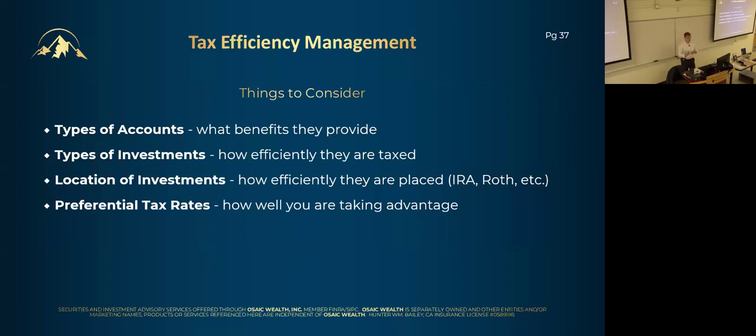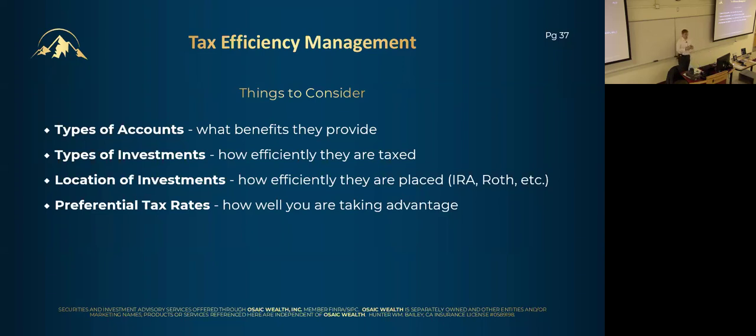So there are certain investments that are going to be more efficient in different places. So if we want to make sure we take the best advantage of our investments, if we have the ability and latitude to move things around and make sure that our allocations are structured in that type of way, there might be some tax benefits from holding certain investments in a Roth, certain investments in an IRA, certain investments in a brokerage account. Then, of course, we've got preferential tax rates.